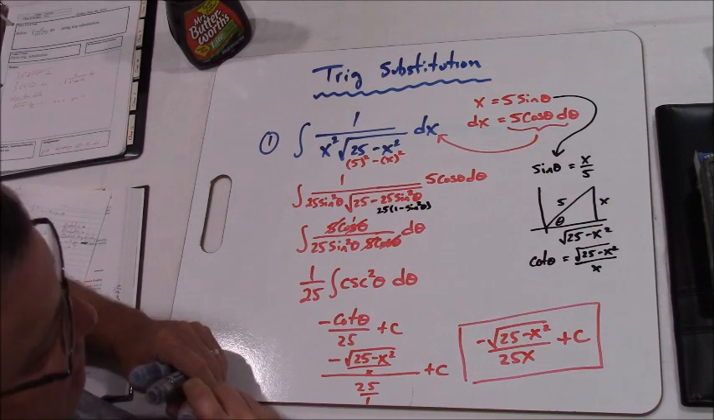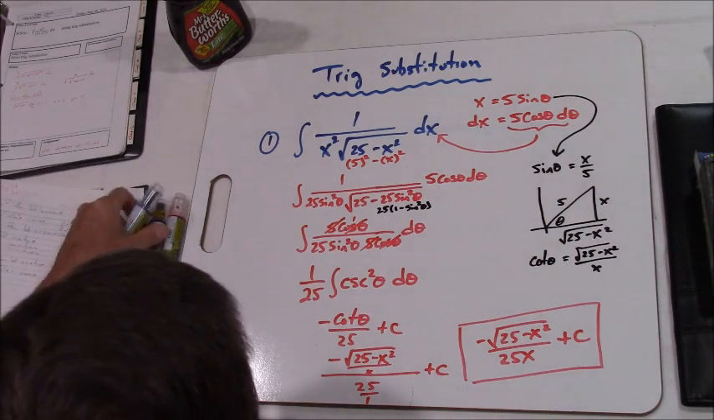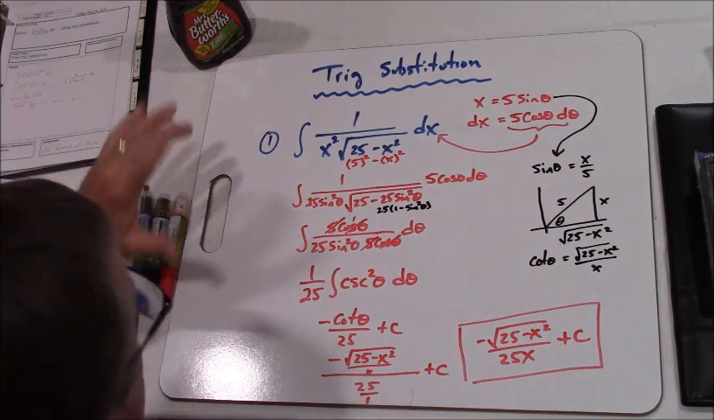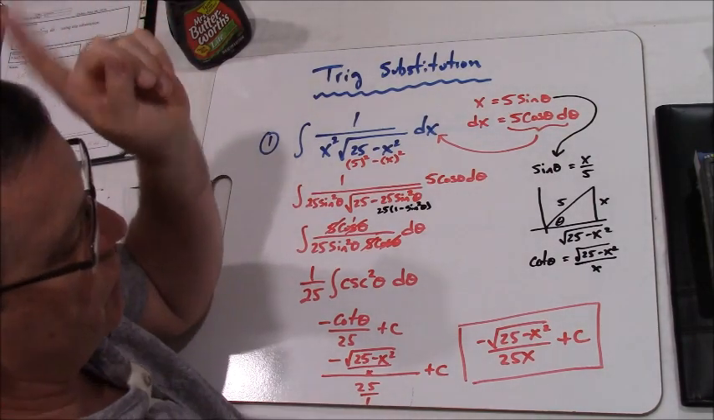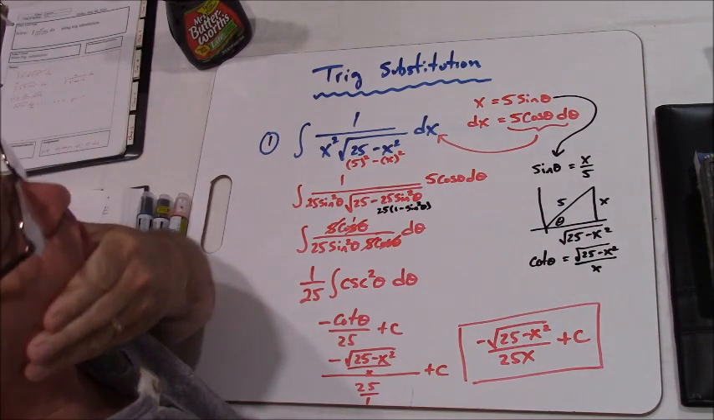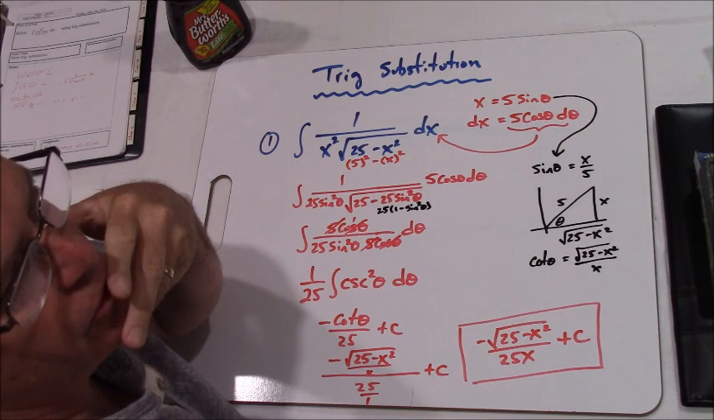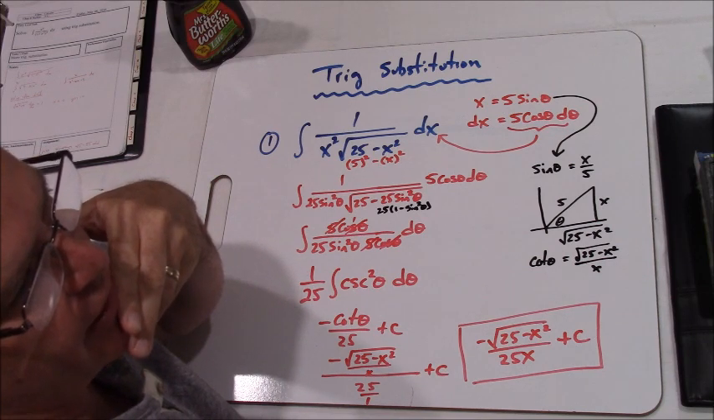There's our answer. So let's double check that on our calculator. Speaking of calculator, this is really important. Those of you who are taking the Central Washington final, we're not allowed to use our TI-89s on that.